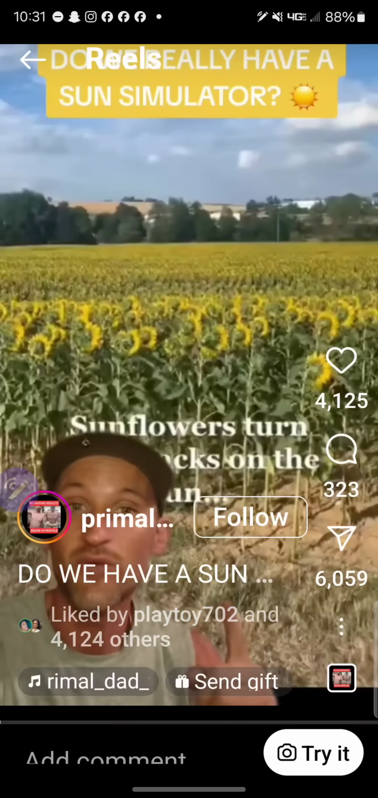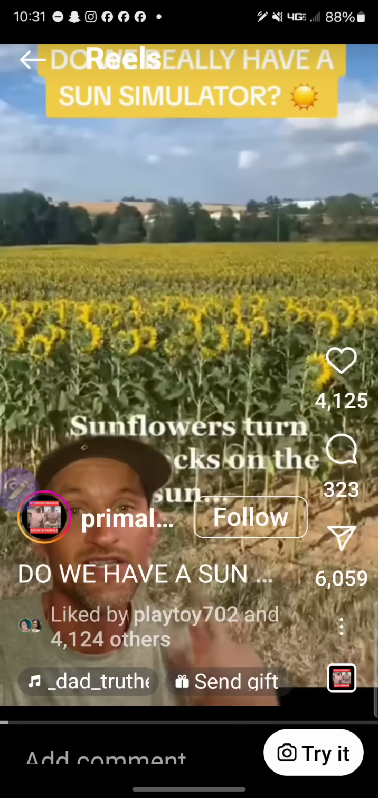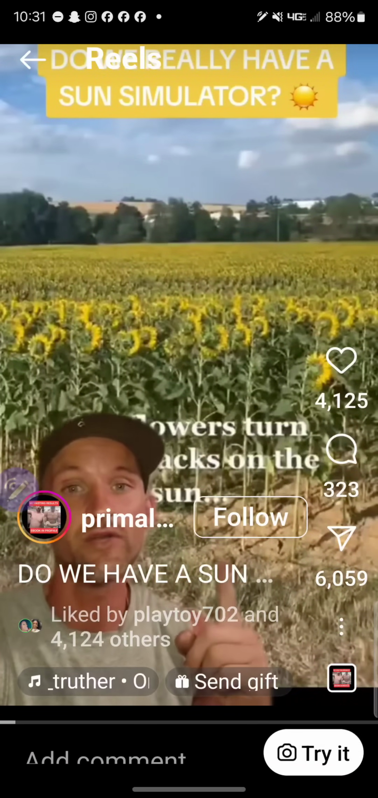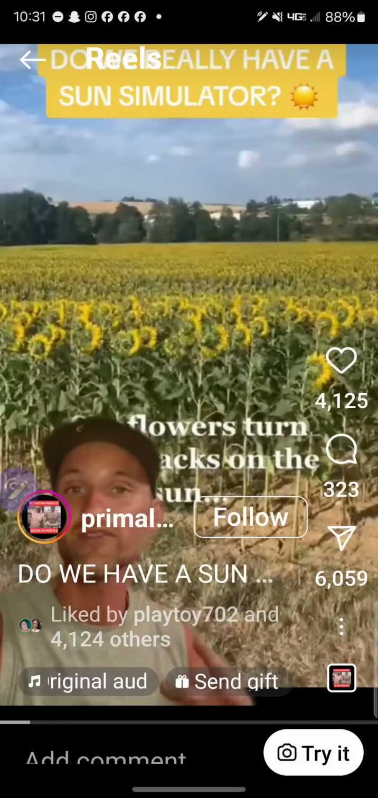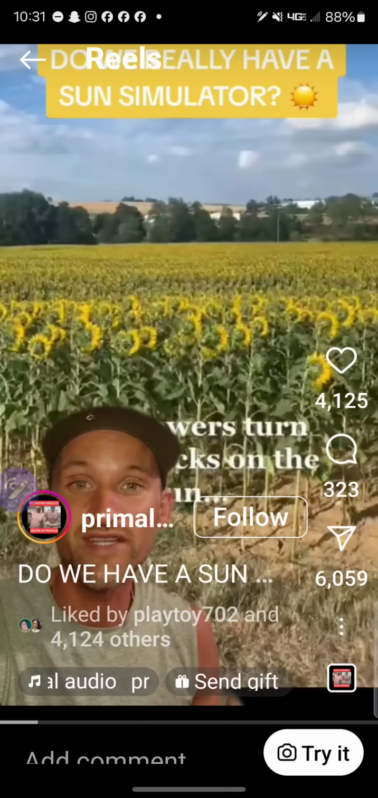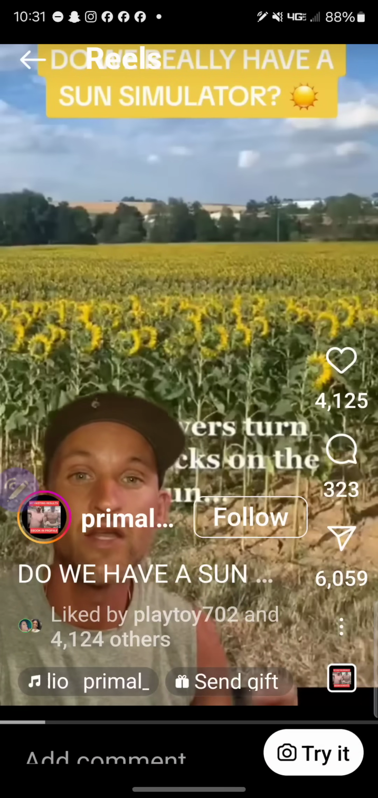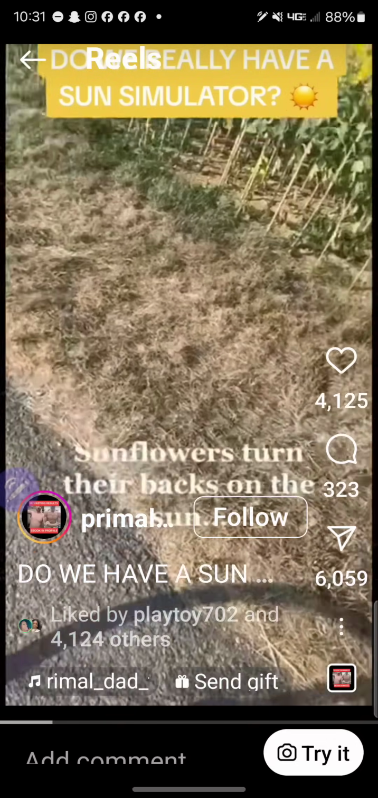Pause. Do we have a sun simulator? Check out these videos. Not only do we have these sunflowers turning their backs on the sun, we also have cows that are afraid of the sun, hiding out in the shade when it's not even hot out.